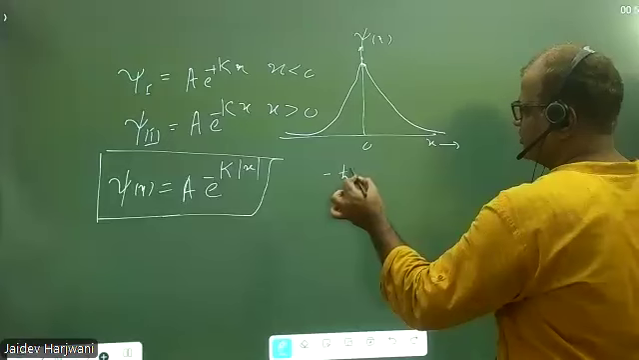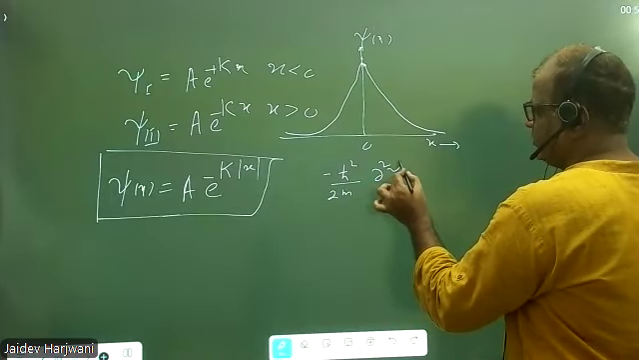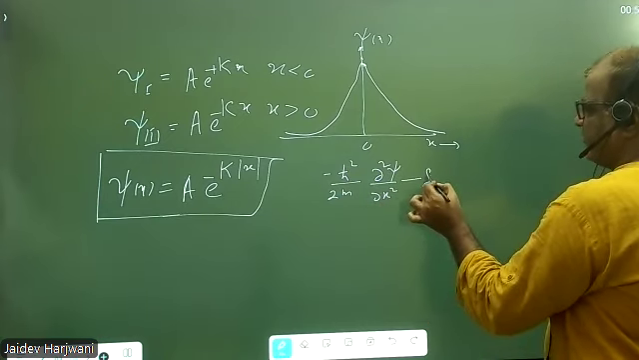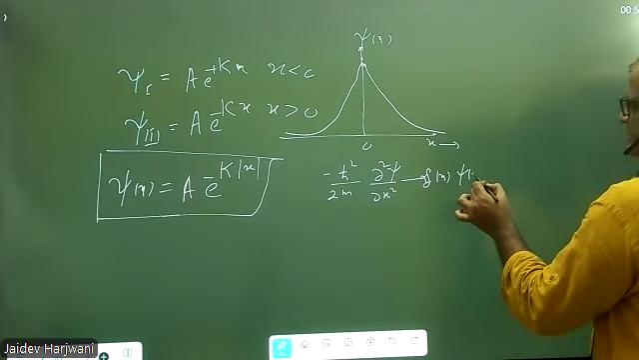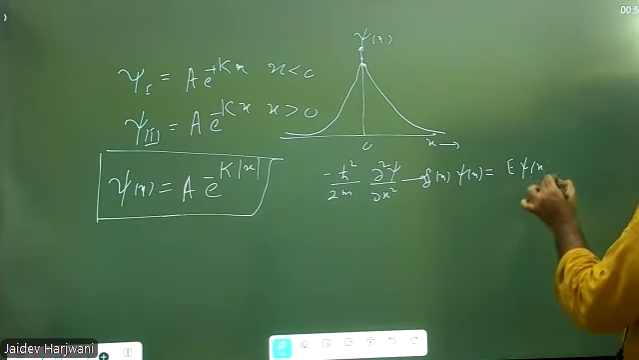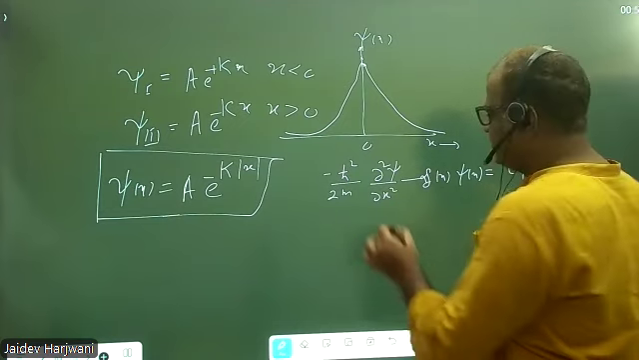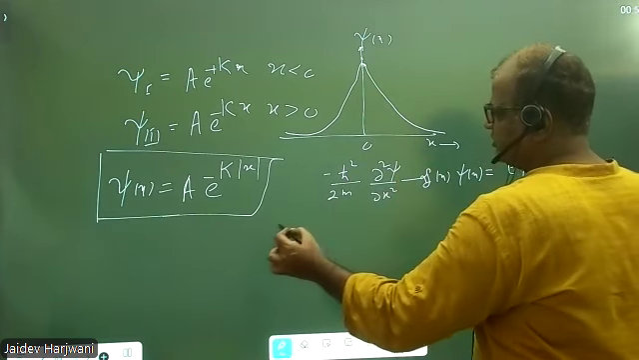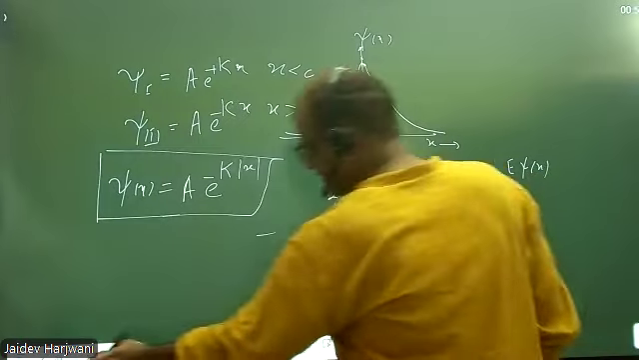We have the Schrödinger equation: minus ħ² over 2m, d²ψ/dx², minus α δ(x) ψ(x), equals E ψ(x). Now let us find the discontinuity in the first derivative of ψ. So I integrate this equation from minus ε to plus ε.